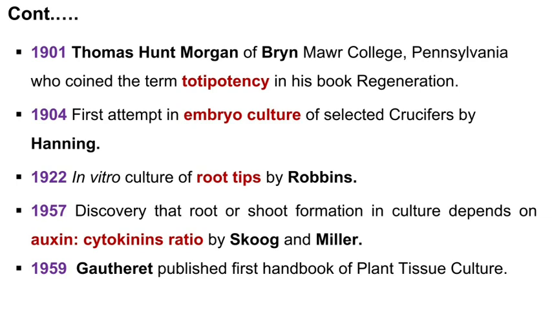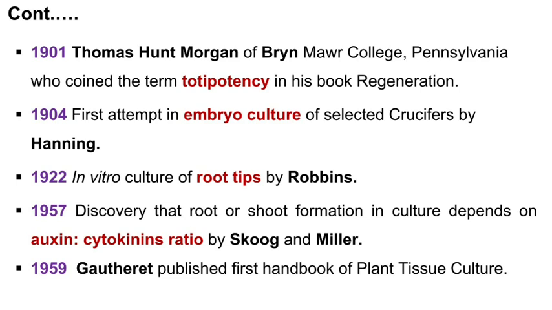In 1901, Thomas Hunt Morgan coined the term totipotency in his book Regeneration. Morgan, simply T.H. Morgan. In 1904, the first attempt at embryo culture of selected crucifers was made by Hanning. In 1922, in vitro culture of root tips, that means root culture, was done by Robbins.